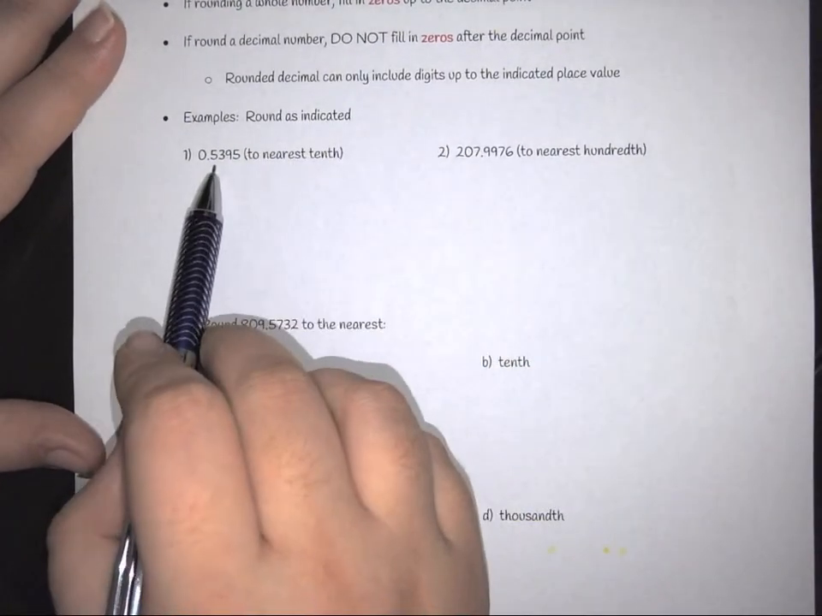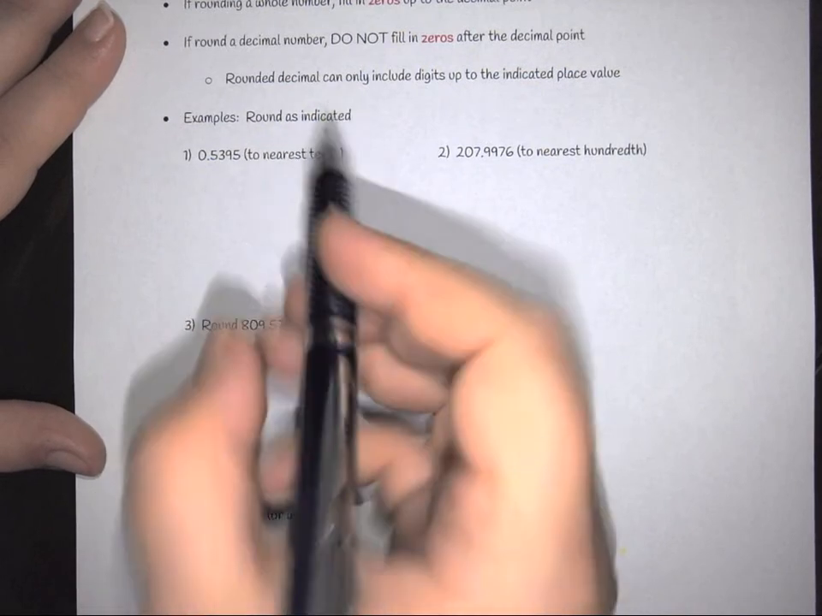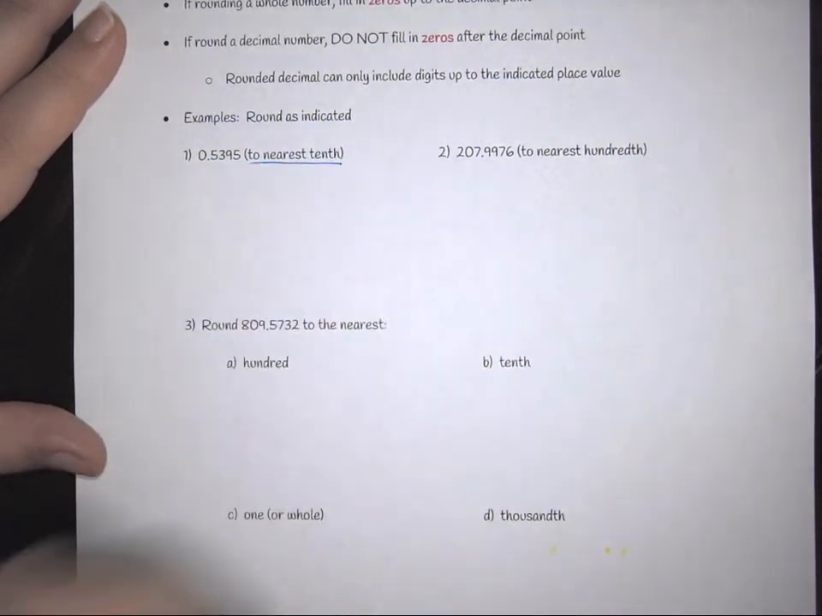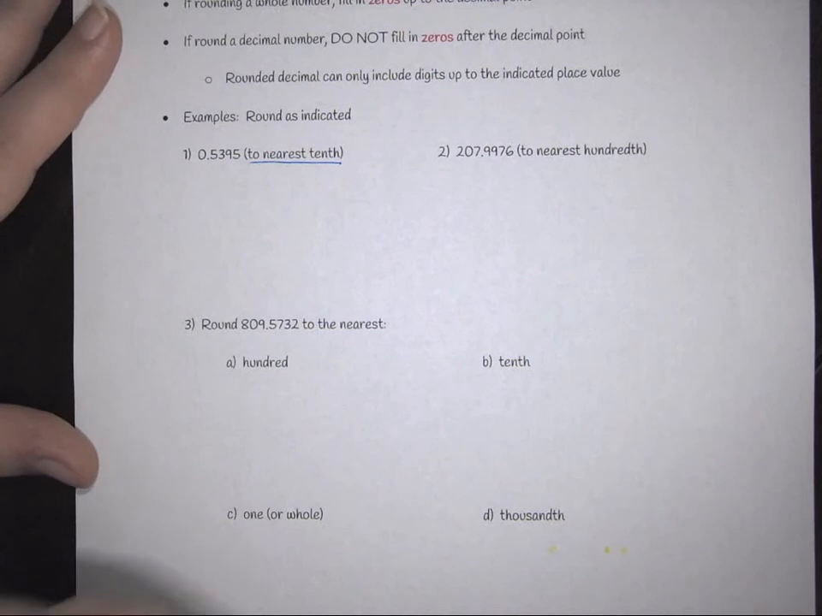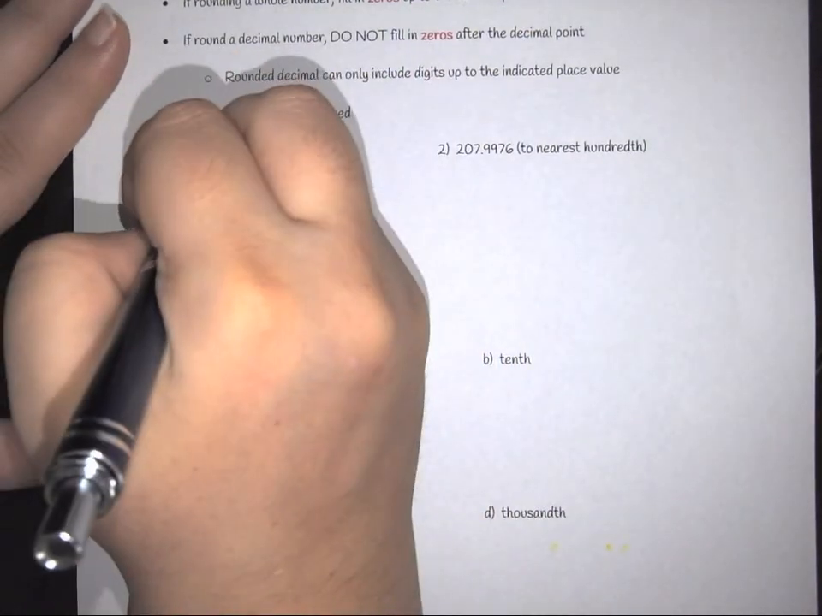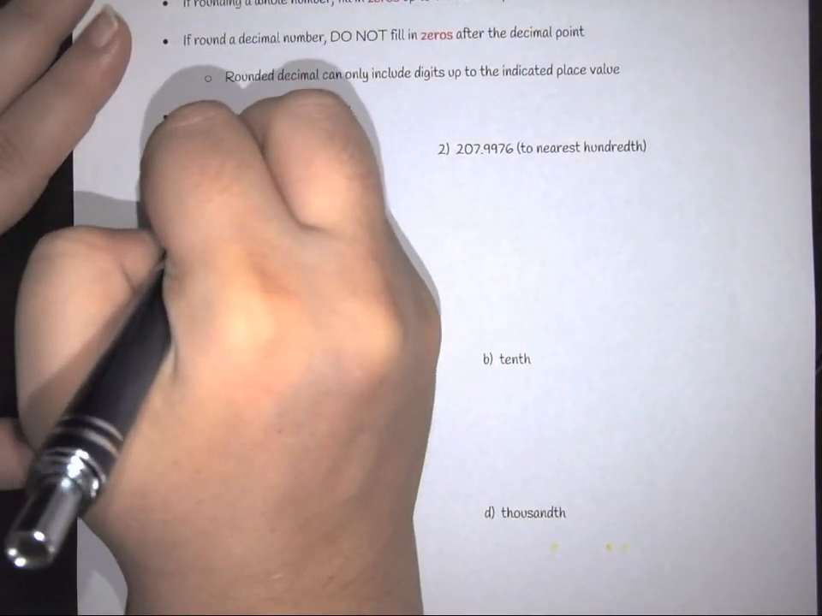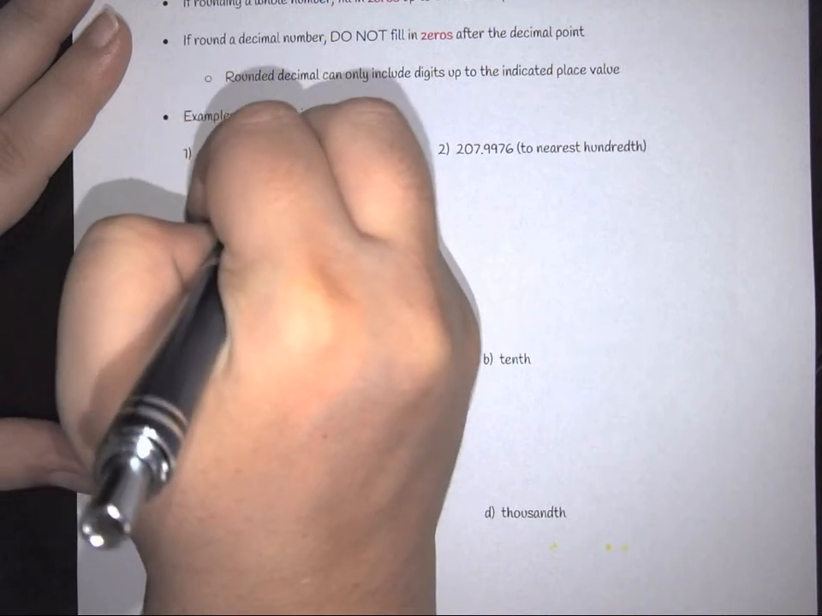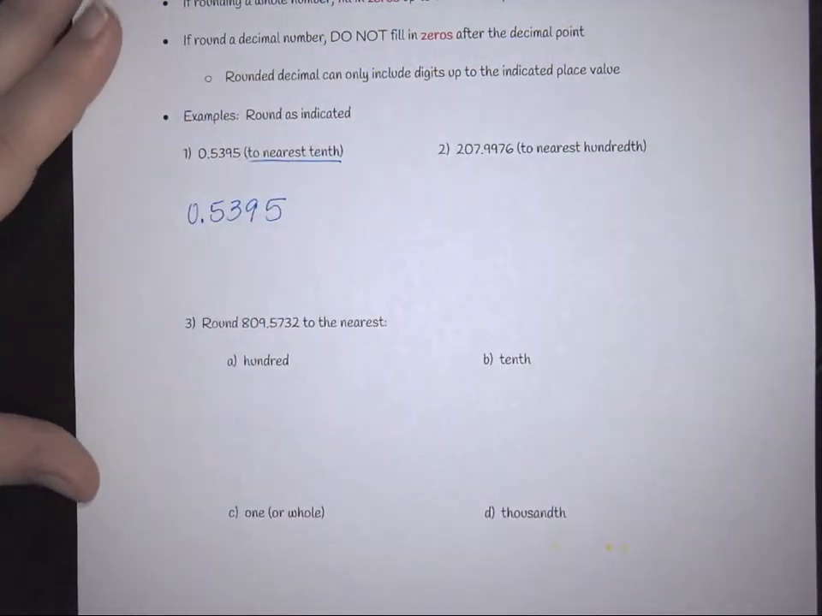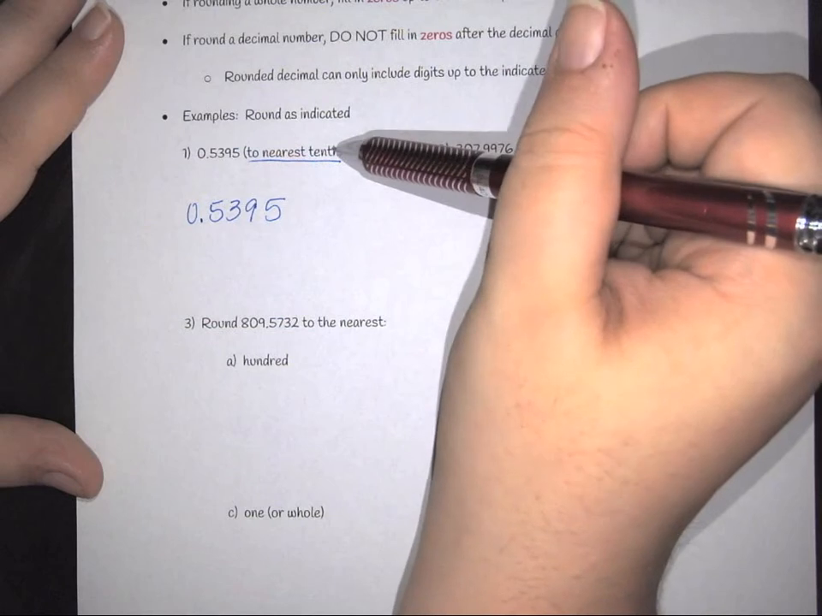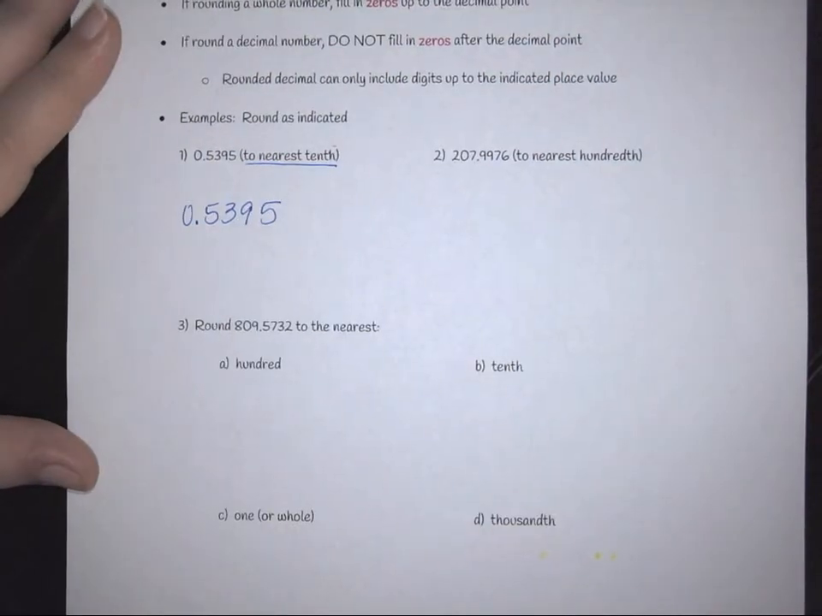So I'm giving you a decimal and I'm telling you how to round. Here we want to round to the nearest tenth. So the first thing you want to do is take your decimal, 0.5395, and identify where you want to round to. I want to round to the tenth.